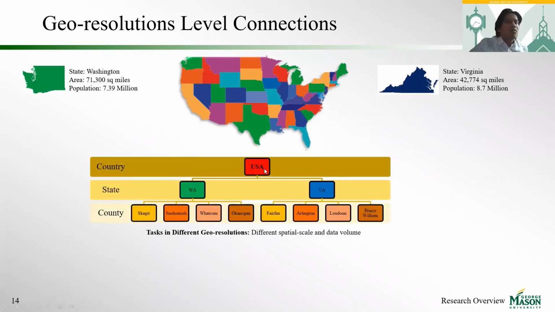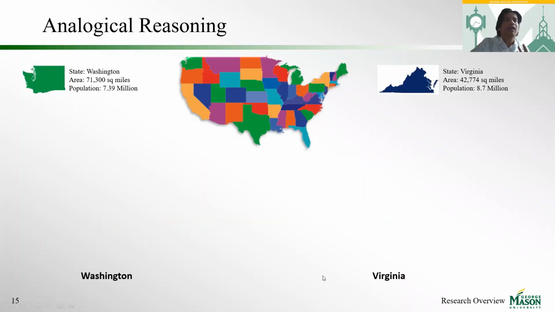They are states of USA, but of course they have some counties, like Skagit, Snohomish, or we have Fairfax, Arlington, Loudoun, Prince William. So can we utilize these geo-resolution level connections to find out the relationship between Washington and Virginia? If I want to say it in a technical term, how can we do the analogical reasoning? How can we say that Washington and Virginia are analogous states?